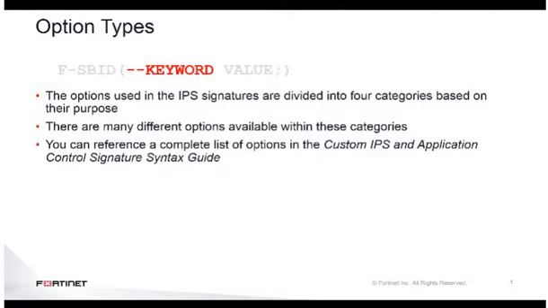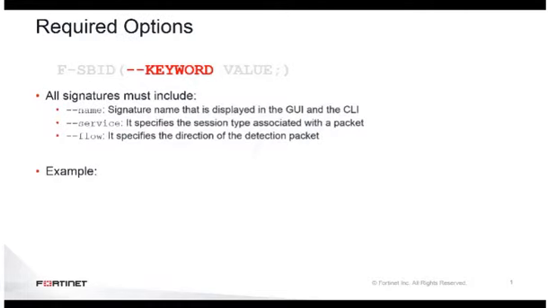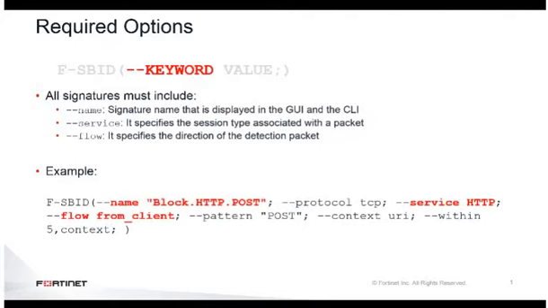Now you'll learn about supported option types. The options are divided into 4 categories based on their purpose. When creating a custom signature, you must define required options, which are name, service, and flow. The signature name must be unique for each custom signature. The maximum length of a signature name is 64 characters.